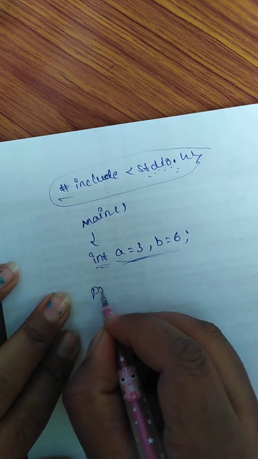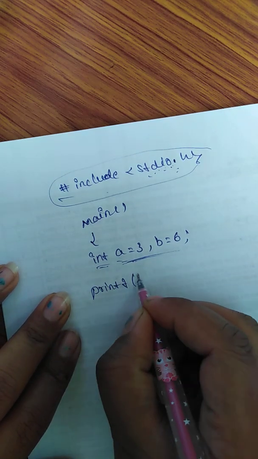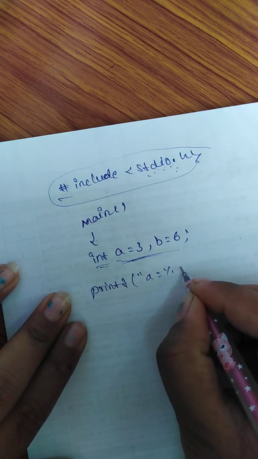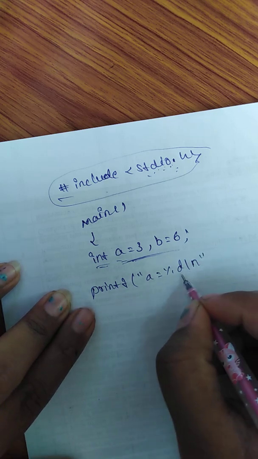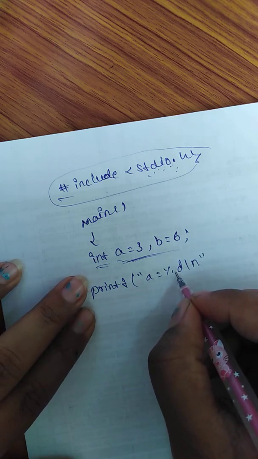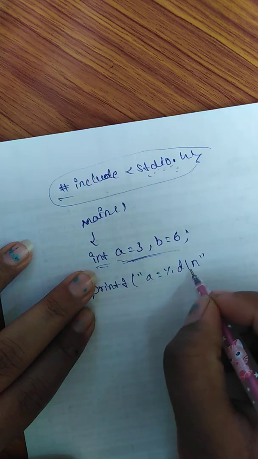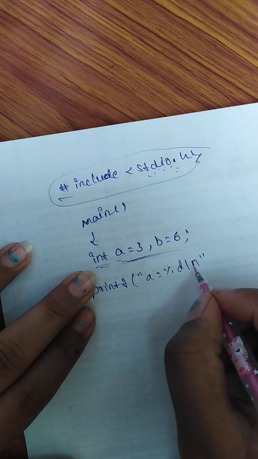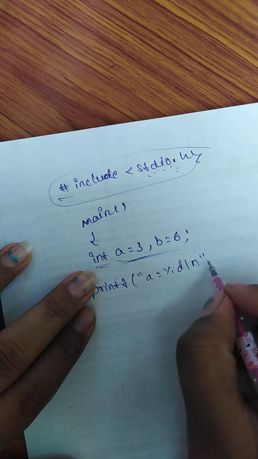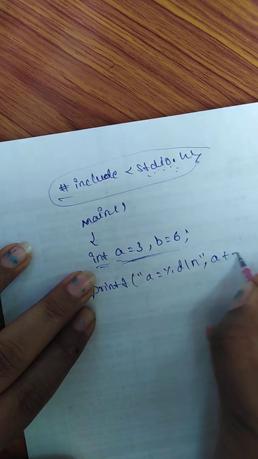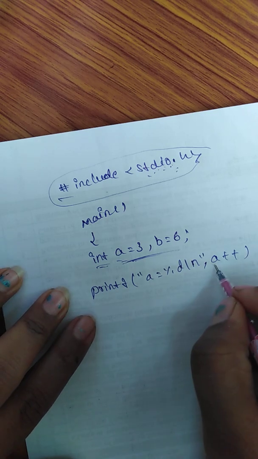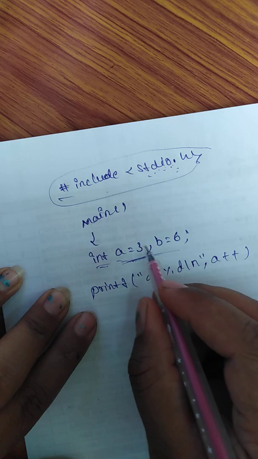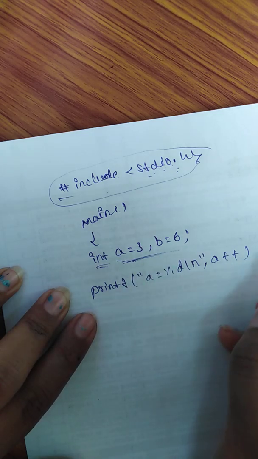Then I will write a printf. Printf a is equal to percentage d. Why d? Because it is an integer value, so we represent it as percentage d. Slash n is the new line. Comma, increment: I will increment the value by one. a is equal to 3 already, so I will write a plus plus.